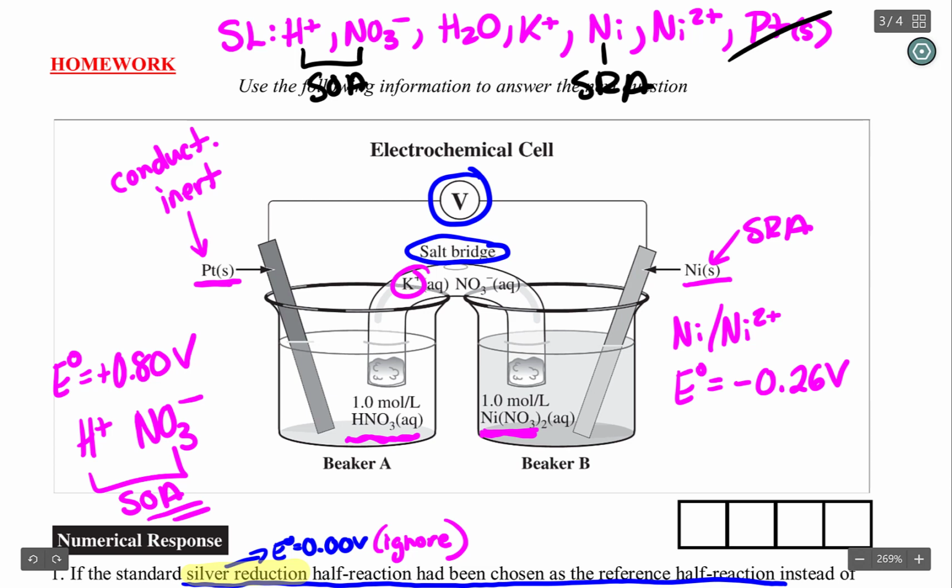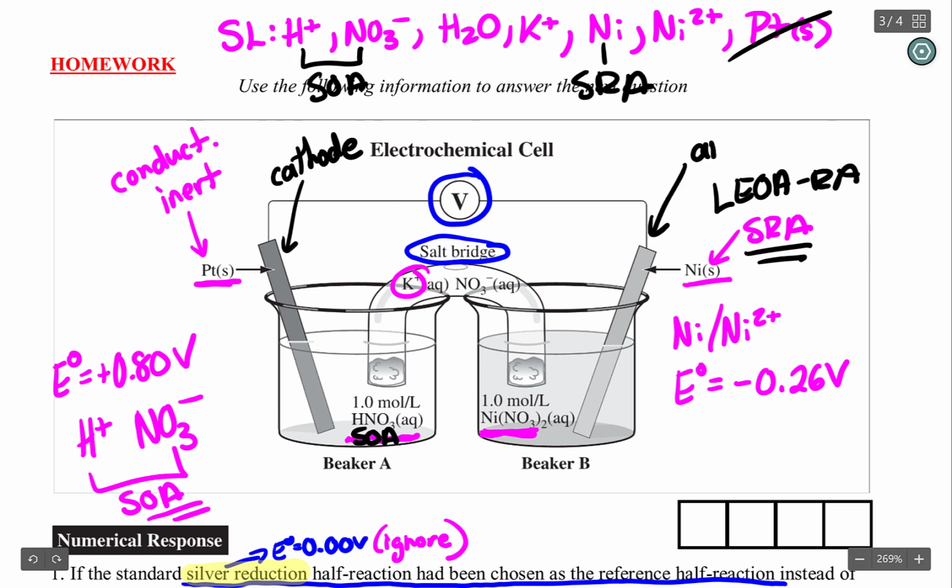Now, what that's allowed me to figure out is what is the anode and what is the cathode. So on this side, this platinum would be the cathode, because in this half cell, it contains the strongest oxidizing agent, which is nitric acid. Remember, this electrode doesn't have to be the strongest oxidizing agent. It just has to be in the half cell with the strongest oxidizing agent. Then this is the strongest reducing agent over here, the nickel. So loss of electrons, oxidation, anode, RA. And sure enough, this is the anode.